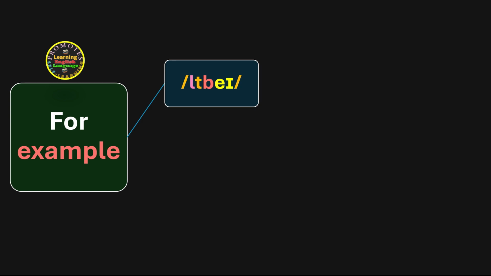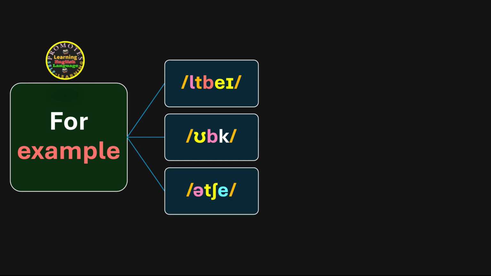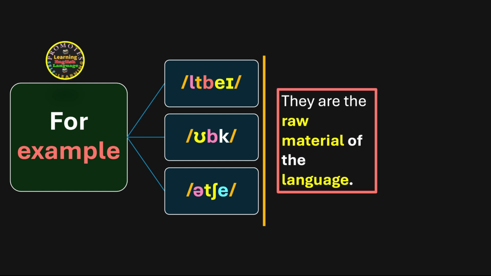Do they convey any meaning? Of course not. Likewise, o, b, k. Do they give you any sense? For sure not. A, cha, a. Do they form any sense? Of course not. So like the alphabets of the English language, the sounds of the English language are also considered the raw material of the language, the unformed material of the language.